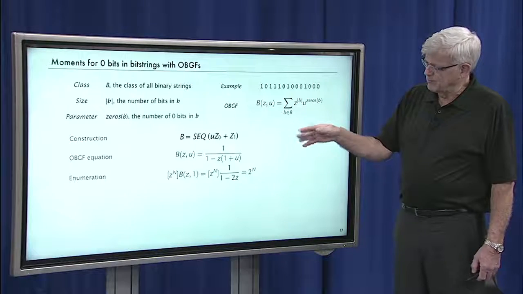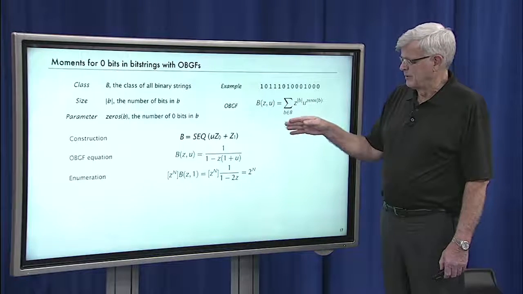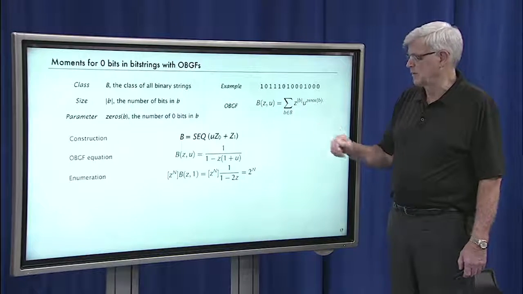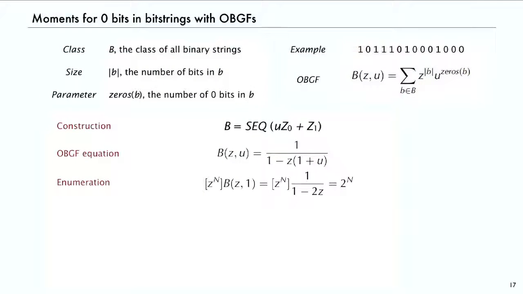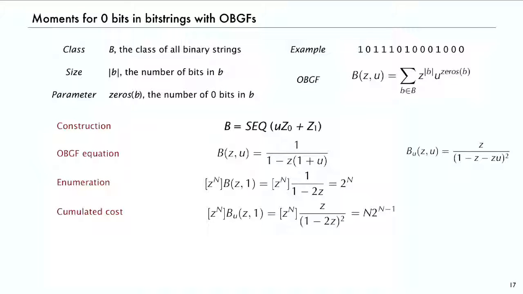So how many binary bit strings are there? Well, we evaluate at u equals 1, so that's 1 over 1 minus 2z, and then take the coefficient of z to the n. That's 2 to the n, so that's as expected. To do the cumulated cost, the total number of 0 bits in all bit strings of length n, we need to compute the partial with respect to u of the OBGF.